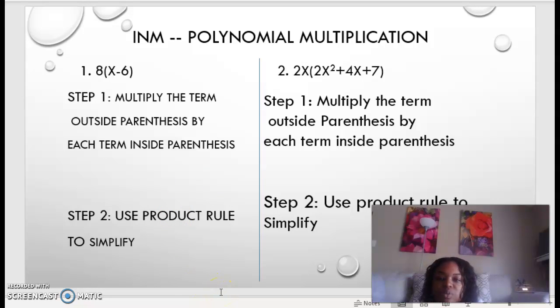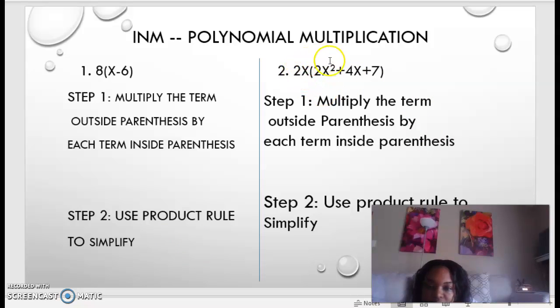So for polynomial multiplication, I'm going to take the simplest example that we have where we just have a single term or number or letter outside our parentheses and then a binomial inside. So step 1, we multiply the term outside the parentheses by each term inside the parentheses. That will mean this 8 is going to get multiplied by the x and then go back to the 8 and it's going to be multiplied by the negative 6 here. Next, we use product rule to simplify if necessary. In this case, it's not necessarily product rule we're using. All we're doing is adding together the two results. So 8x plus a negative 6, or 8x minus 6.